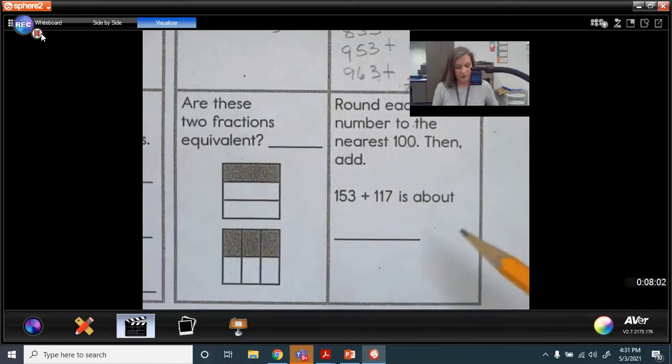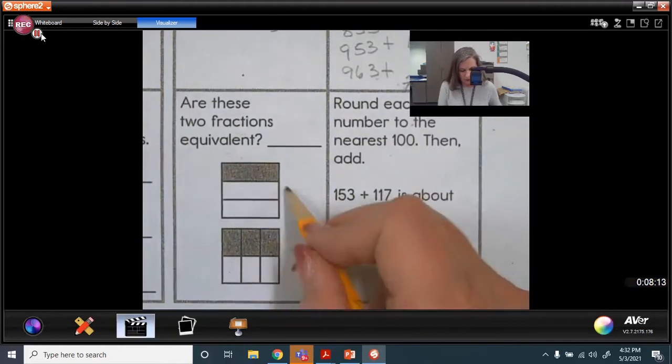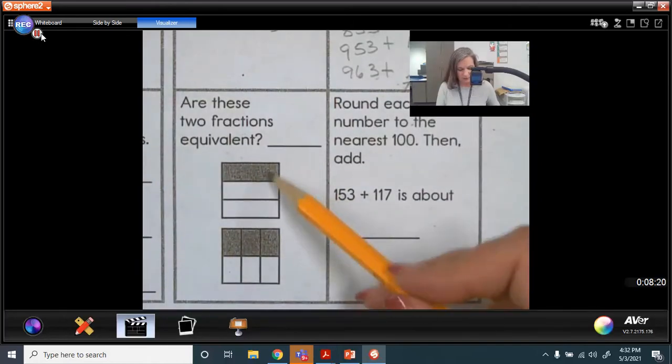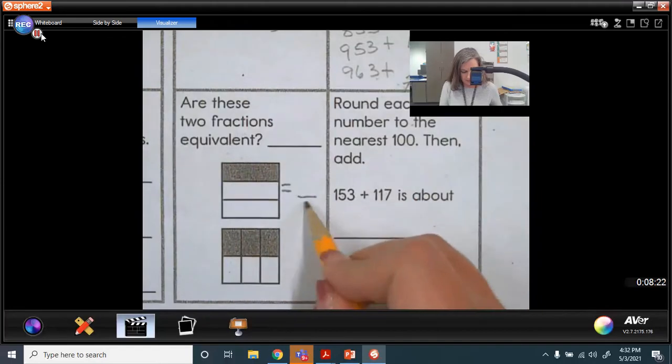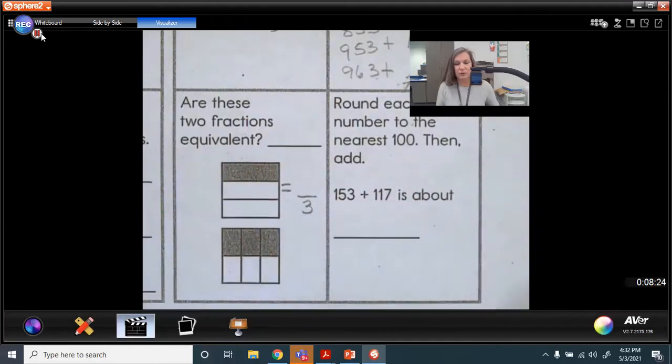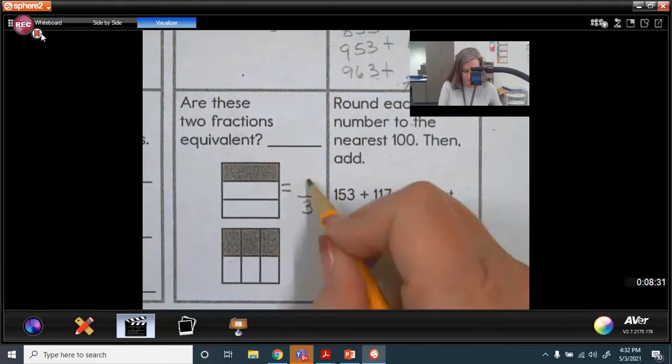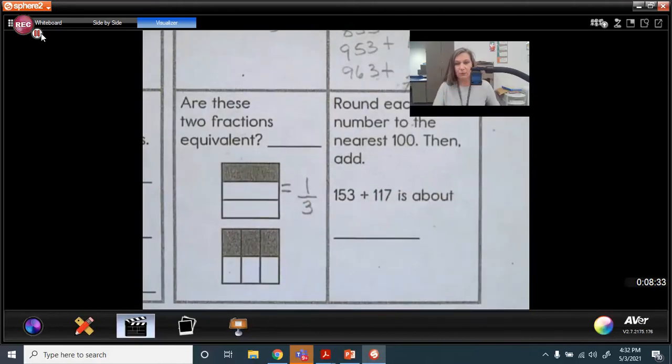So the next problem is looking at equivalent fractions. It's asking us, are these two fractions equivalent? Well, let's go ahead and write the fractions next to the two squares. This square is broken up into 3 equal pieces. That's my denominator. There's 3 parts in the whole, one whole square, and one of those pieces is shaded. Okay, one of the parts.